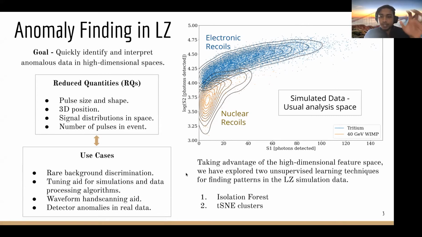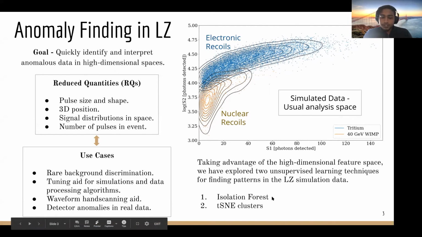And so we take advantage of these high-dimensional spaces and explore two unsupervised learning techniques for finding patterns and anomalies in the LZ simulation data. I'll be describing these two briefly in the next couple of slides. The first one is the isolation forest, and the second one is a combination of t-SNE dimensional reduction with some clustering. Okay.